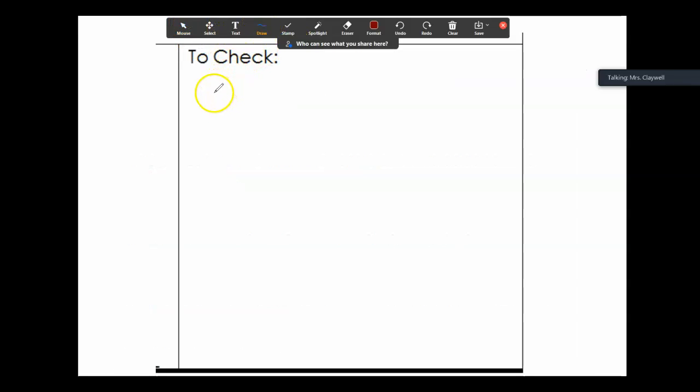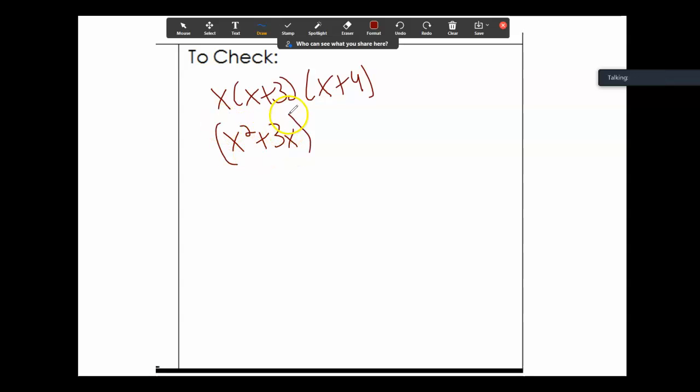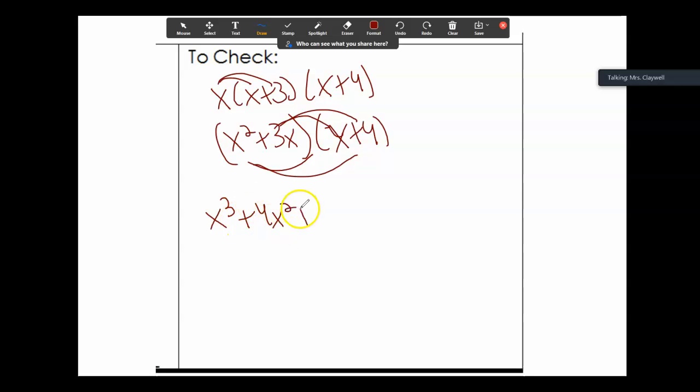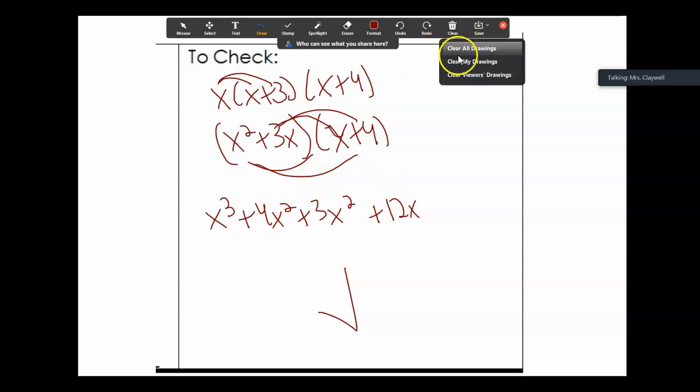I can check this again by distributing everything and seeing if I get the original. So I distributed that x just into the first term. And then we can distribute here. Yes, my factors are correct because when I multiplied all of them, I ended up with my original expression.